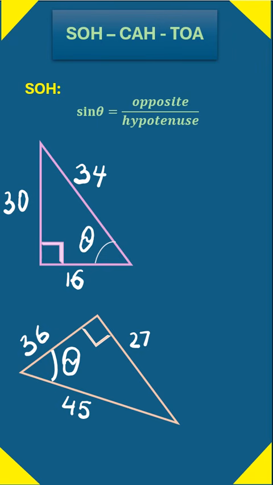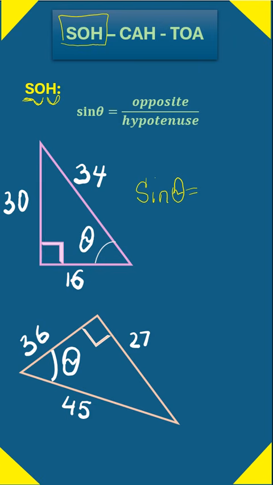Now I will show you how to use SOH CAH TOA to find sine. Start with SOH, the first part of our method. What does it mean? It means sine, the first letter, equals opposite side over hypotenuse. If you have a triangle like that, how can we find sine theta?